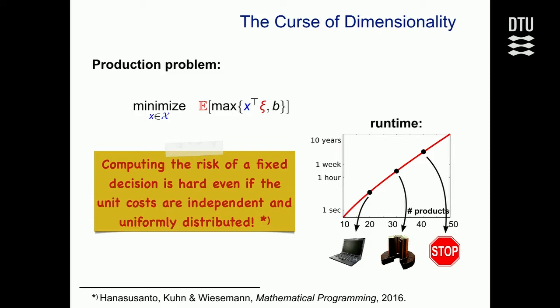The reason for that is that we have to evaluate an integral. The expectation is an integral, and high-dimensional integrals are intractable. Okay? So people refer to this problem sometimes as the curse of dimensionality. The computational power that you need to solve a problem grows exponentially with the problem dimension, if you want to solve the problem exactly, which is what I'm assuming here. Okay?